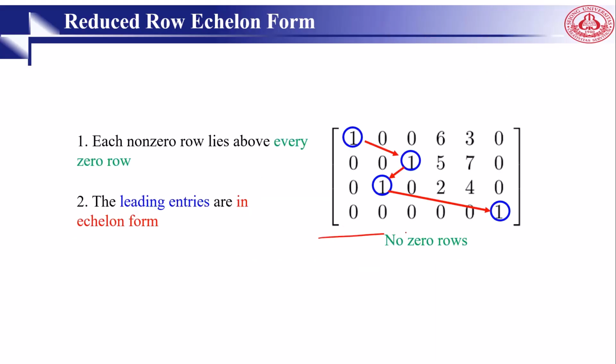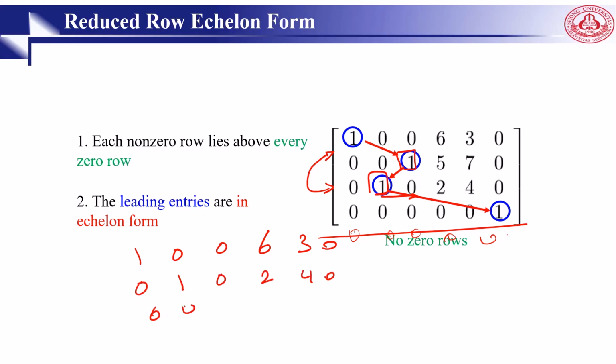We have this example, right? But the conditions in RREF are always: if you have a zero row, it must be at the bottom. The other condition is that the leading one of a lower row should be one column after the one above. It means this one should be here. In order to do that, we cannot move this one here. But what do you think if we swap R2 and R3? If we swap R2 and R3, we will have 1 0 0 6 3 0, then 0 1 0 2 4 0, and 0 0 1 5 7 0, and all up to here 1. So you can see these are in echelon form.